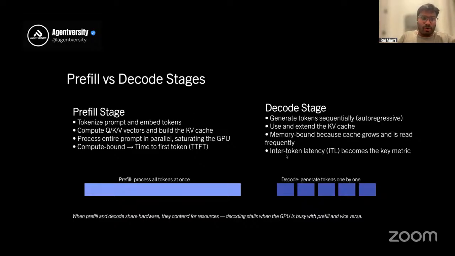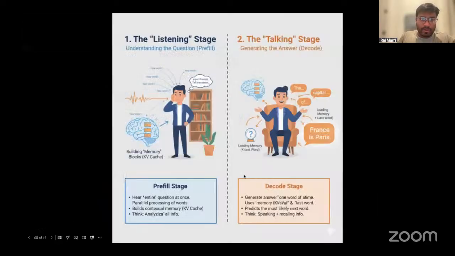The decode phase is the memory bound phase, and here what matters is the inter-token latency. So I generate one token. Now, how much time does it take to generate the second token? If you see ChatGPT generating one token, but the next token generation is so slow, it means they are really limited on the memory part of their GPUs, right? So these are some of the key metrics that define the performance of your LLM with the prefill and decode stages.